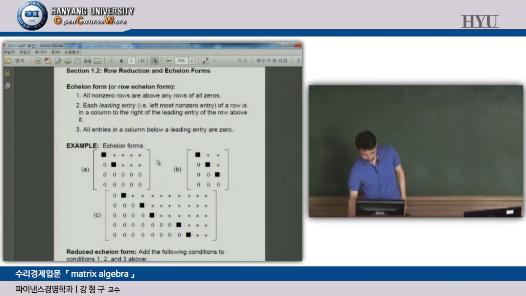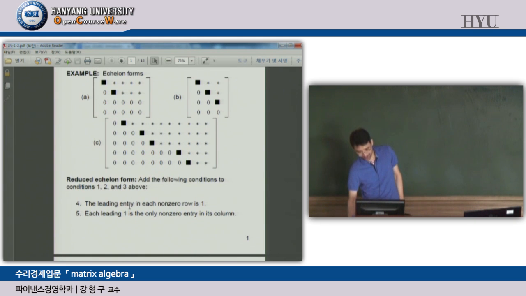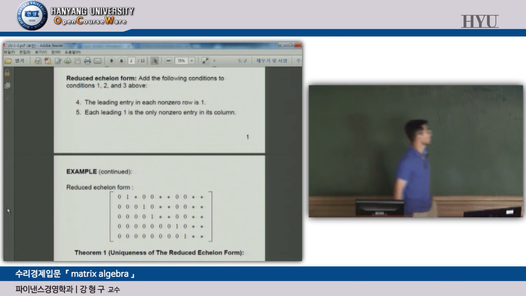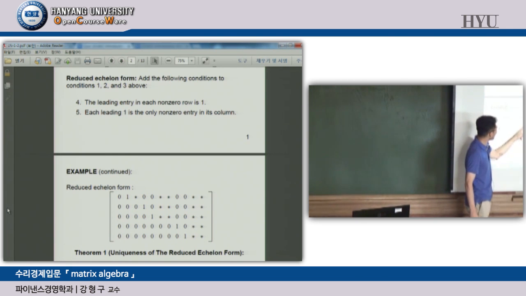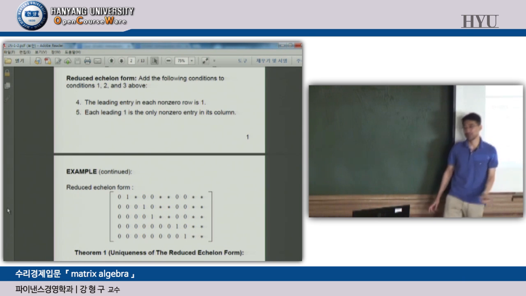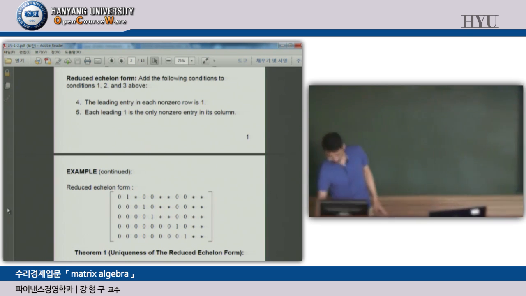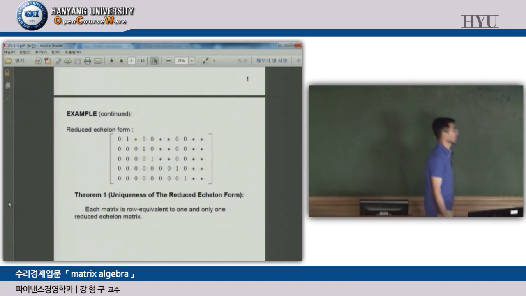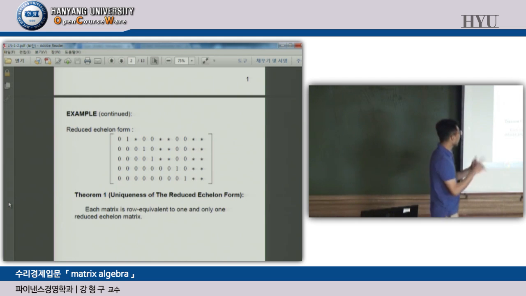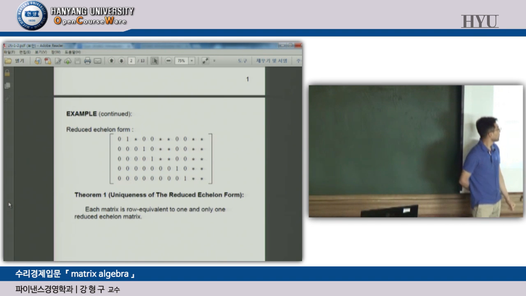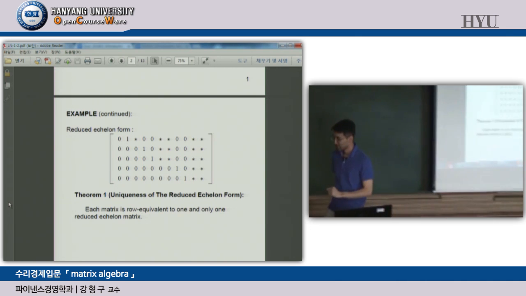And the reduced echelon form: the leading entry in each non-zero row is 1, and each leading one is the only non-zero entry in its column. This is important. There is an interesting theorem: when you have a matrix, there is only one reduced echelon form. There are not multiple reduced echelon forms. You can find only one reduced echelon form per matrix.